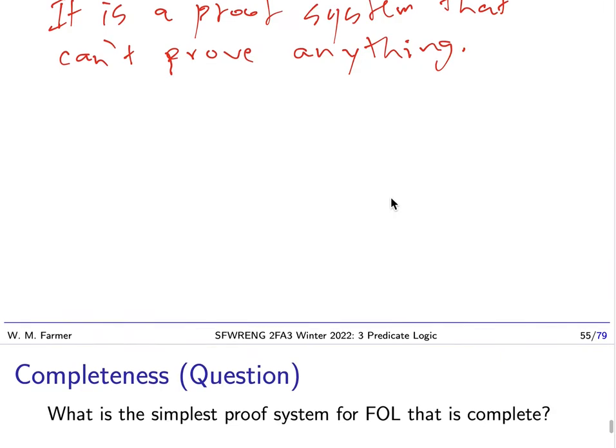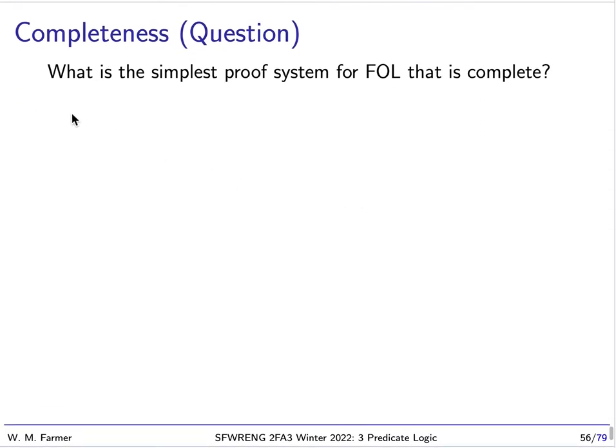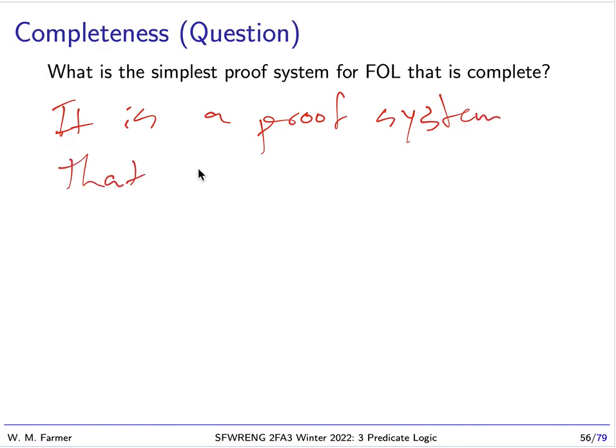So the answer for this is a proof system that can prove everything. So that's a very simple, complete proof system. And again, just like our simple proof system that can't prove anything, this is a proof system that can prove everything. It's pretty much a useless proof system, but it is complete.